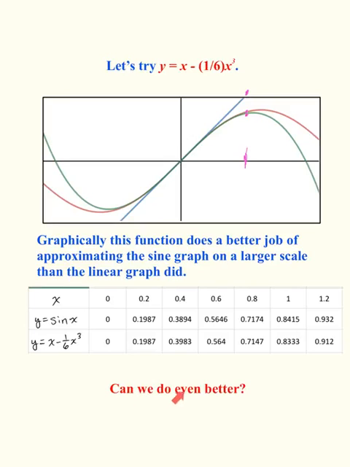Could we do an even better approximation? That's the question. Could we get a better approximation out of a polynomial that will mimic the sine graph for an even longer period of time? See, on the cubic term, the deviation started right here, which was before the hump for the sine curve, or where the maximum value was.